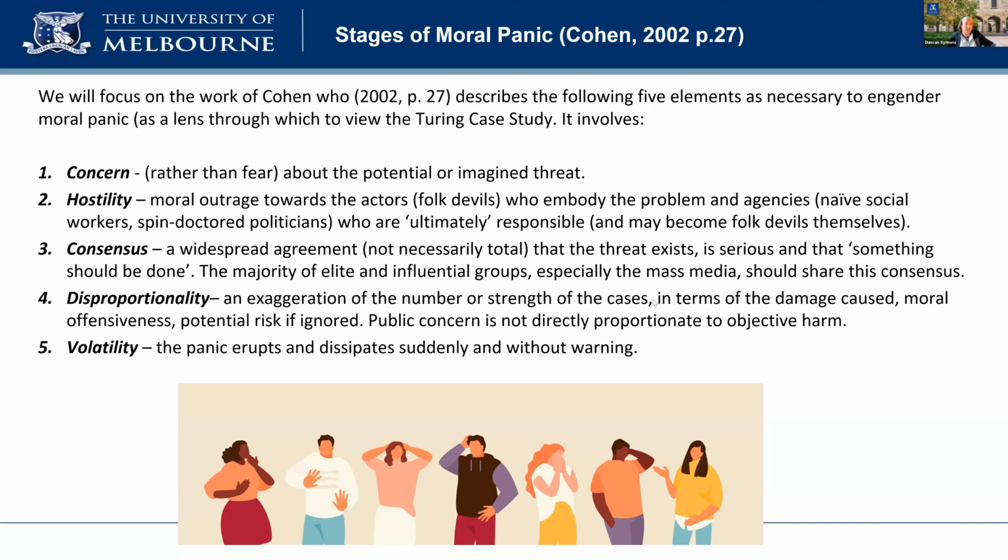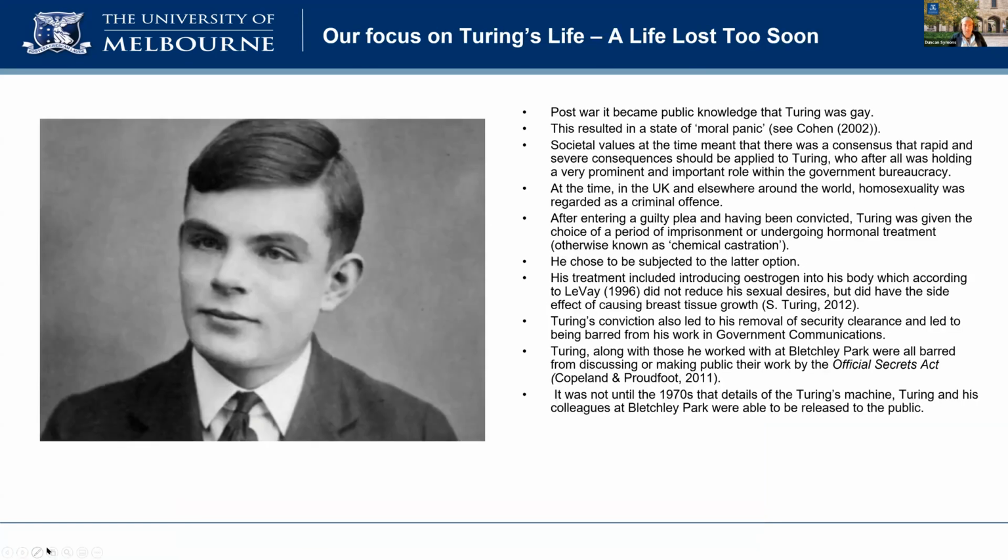I found that that construct, the stages of moral panic by Cohen, really did a nice job of framing the situation of Alan Turing, the knowledge that the broader public had of him being gay, and then what happened to him after that. Okay, so as I said, it became known he was gay, and this resulted in a state of moral panic. Social values at the time said something had to be done, because after all, he was holding a very important role. In the UK, as with the majority of countries around the world, it was regarded as a criminal offence.